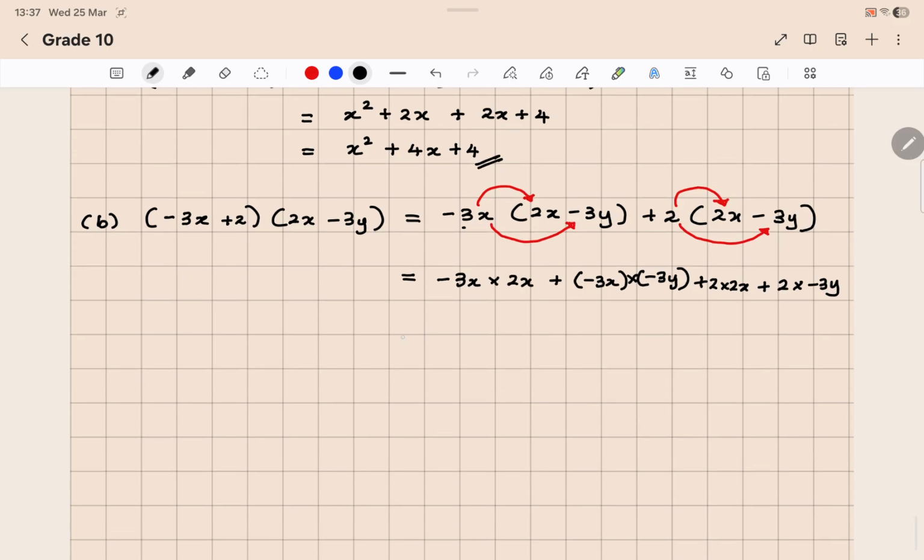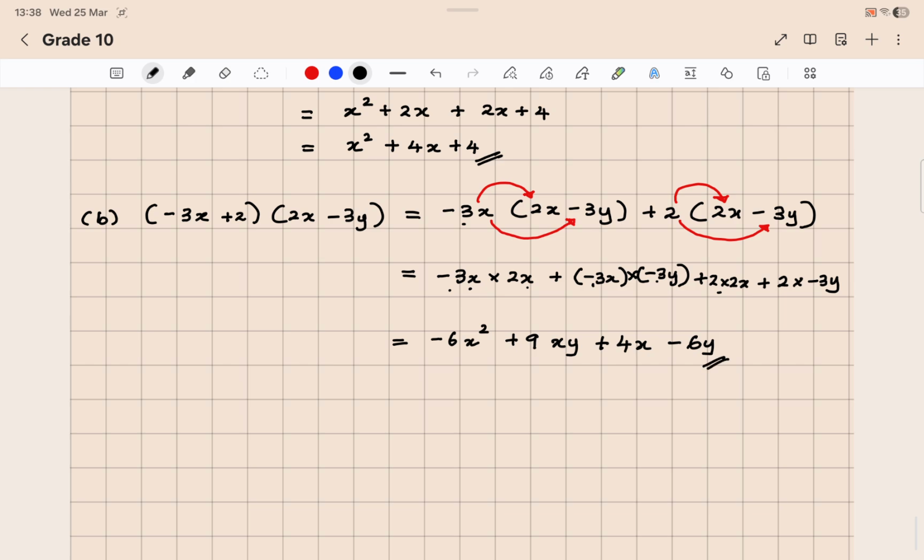Right, now let's simplify. Minus 3 into 2 is minus 6. X into x is x squared. Minus 3 into minus 3 is plus 9. Then x and y you multiply. 2 times 2x is 4x. Other one, 2 times minus 3y is minus 6y. Can we simplify it further? No, there are no like terms to collect, so that's the final answer.